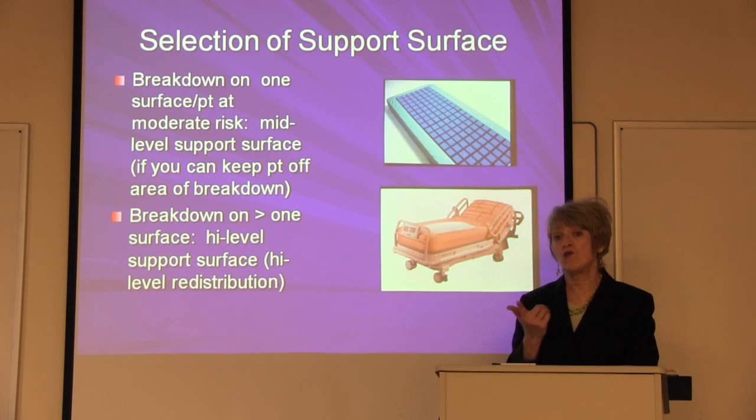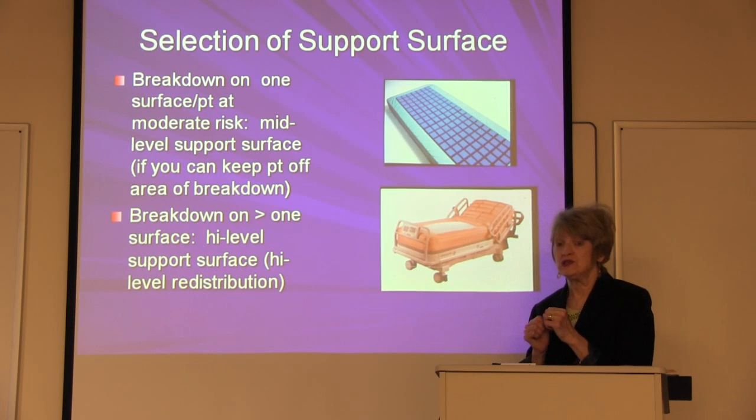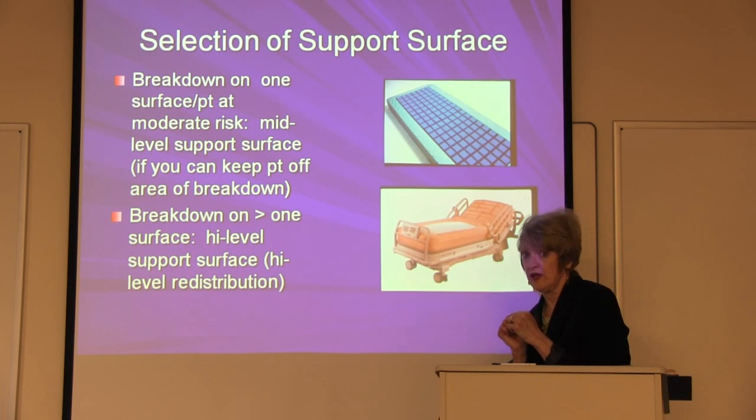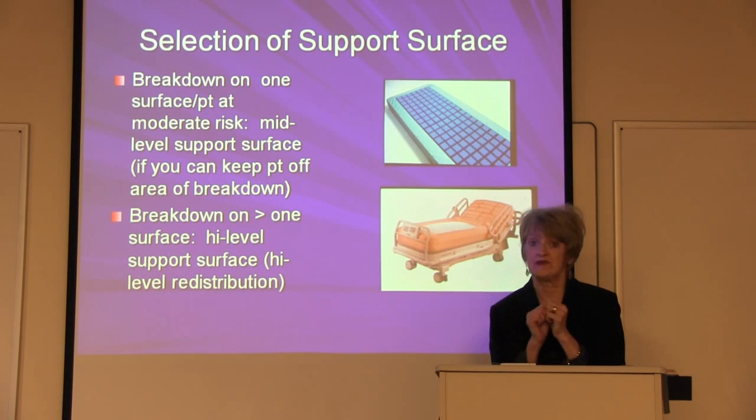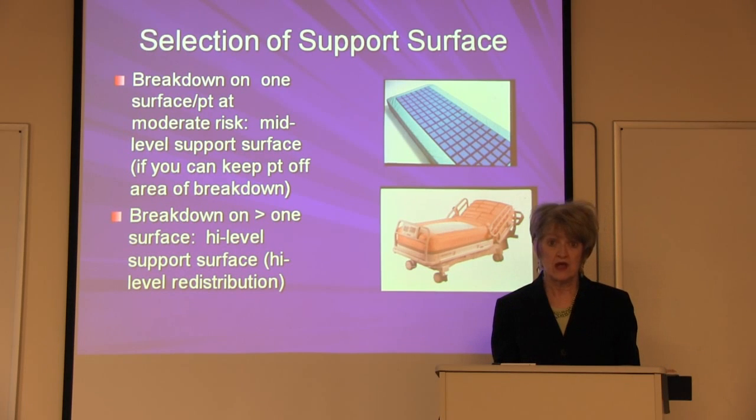If you have breakdown on more than one surface, so let me give you another example. Let's say you have a patient and the patient has contractures. And so the patient's been managed at home by their family, and they've been turned from the right to the left, from the right to the left, and they have breakdown on their right trochanter and their left trochanter. And the reality is that you can't effectively position them in the supine position because of the contractures.